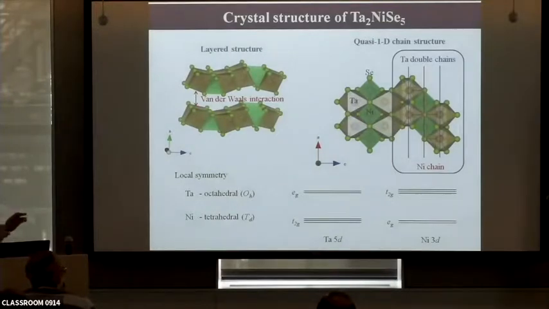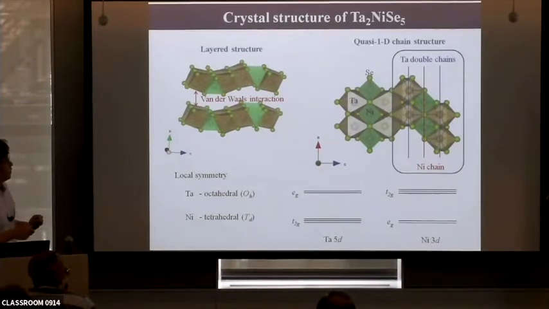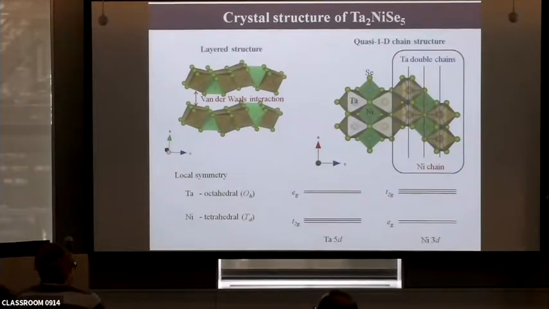So let us turn to the main material, tantalum nickel selenide. It has a layered structure, and the van der Waals interaction acts along the b-axis. In the view along the b-axis, the quasi-1D chain structure is clearly realized. Here the chain direction is along the a-axis. The nickel chain is sandwiched by the tantalum double chain, and the crystal structure surrounded by this line is the basic component of the crystal structure. This basic element is repeated along the c-axis.